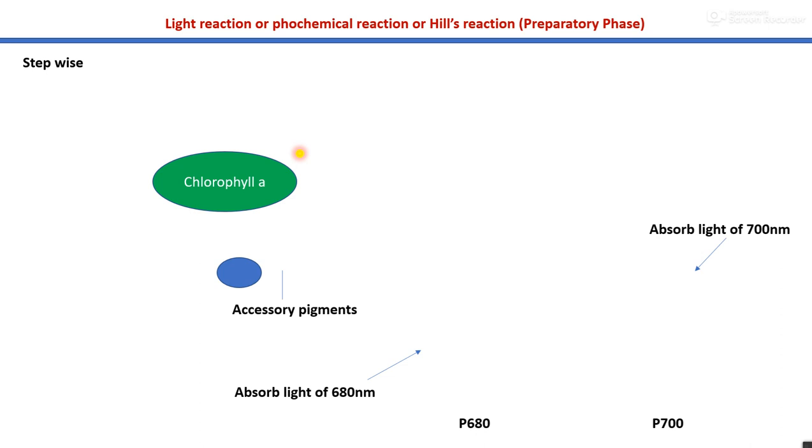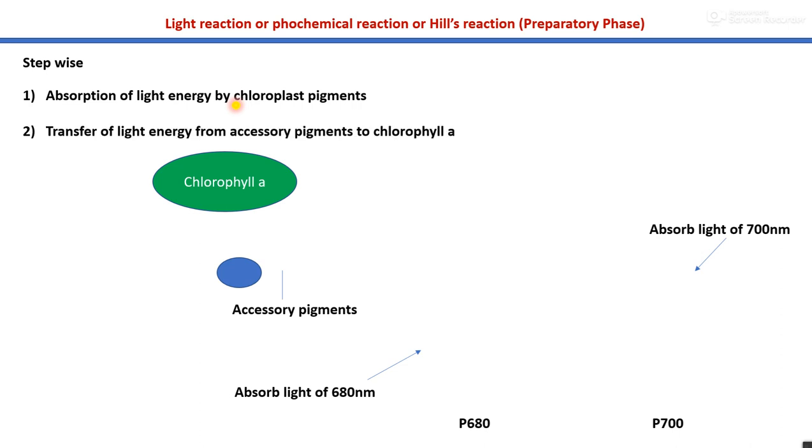Now I would like to discuss about light reaction or preparatory phase of photosynthesis in detail. So the first important step of the light reaction is the absorption of light energy by chloroplast pigments. So here different chloroplast pigments absorb light in different region of the visible part of light spectrum. And second important step of this light reaction is the transfer of light energy from accessory pigment to chlorophyll A.